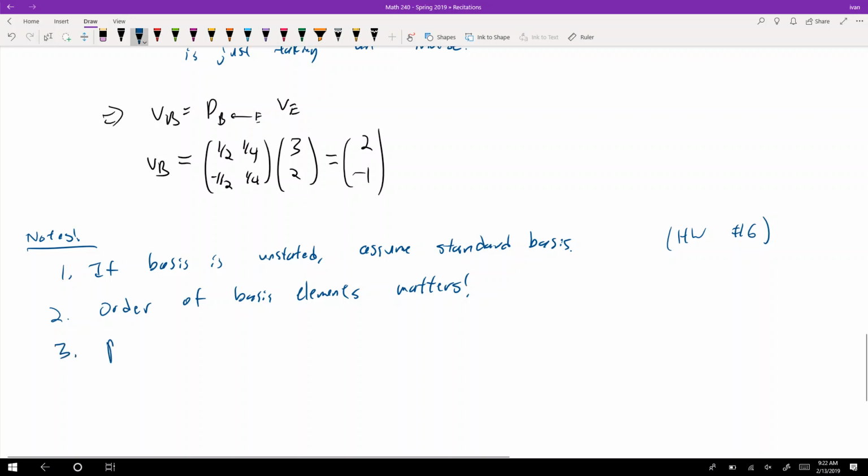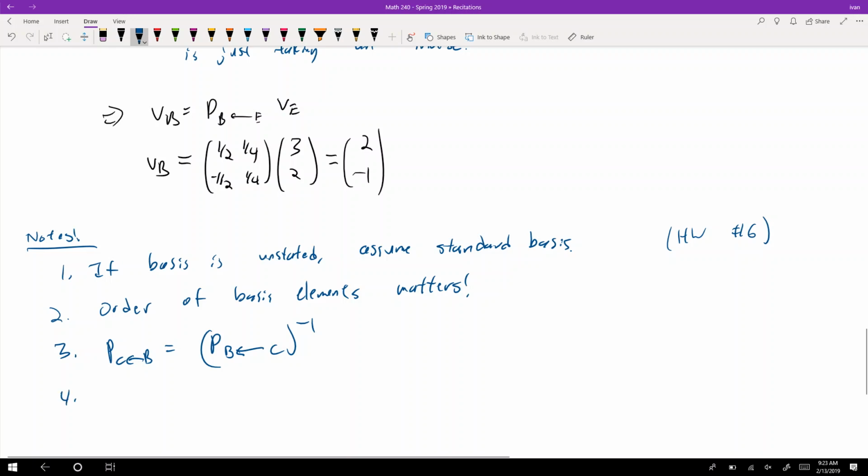Number 3, if you find the change of basis from B to C, well, you can find the other one by just taking an inverse. So if you know C to B and you want to find B to C, just take the inverse of C to B. So that's a nice property of the change of basis matrices.